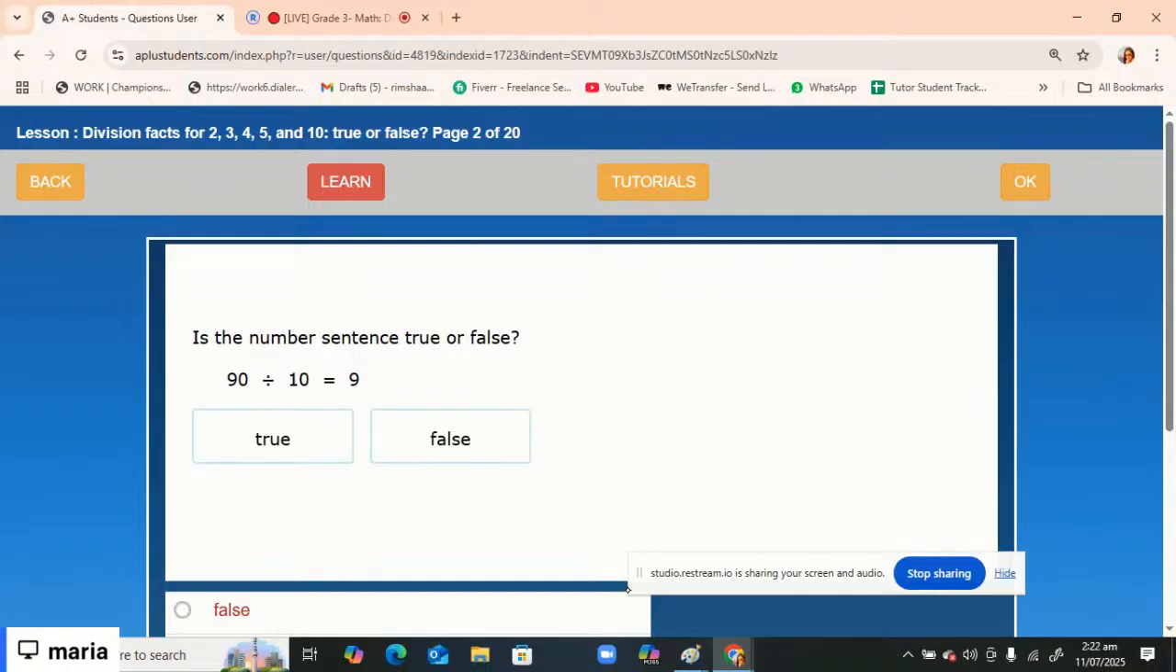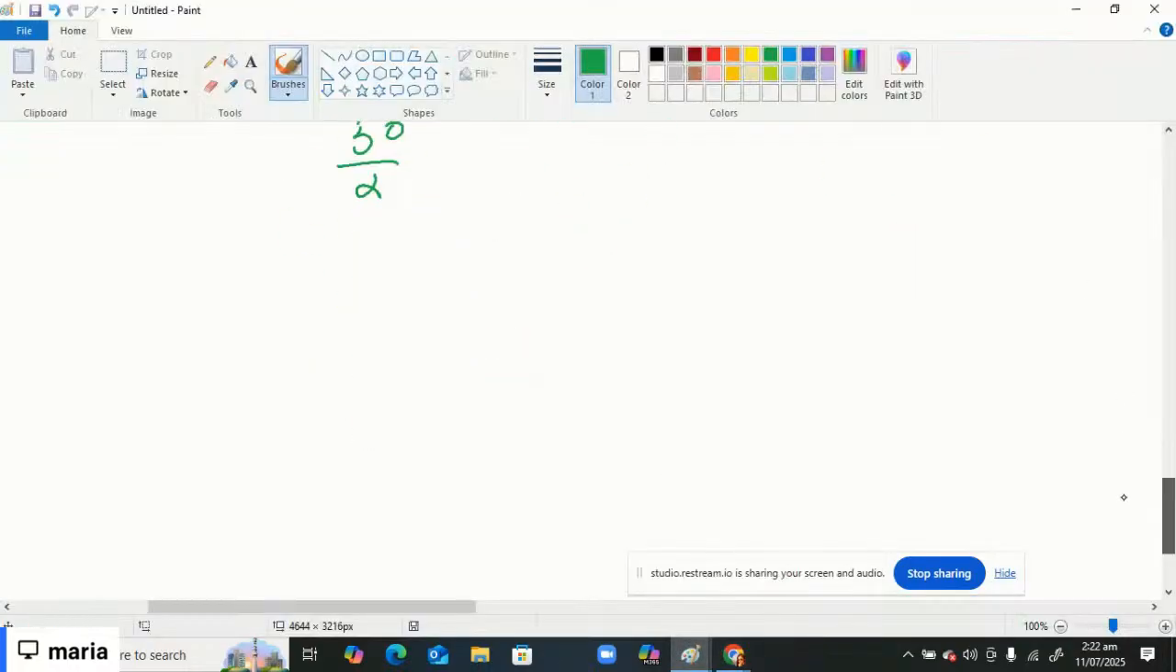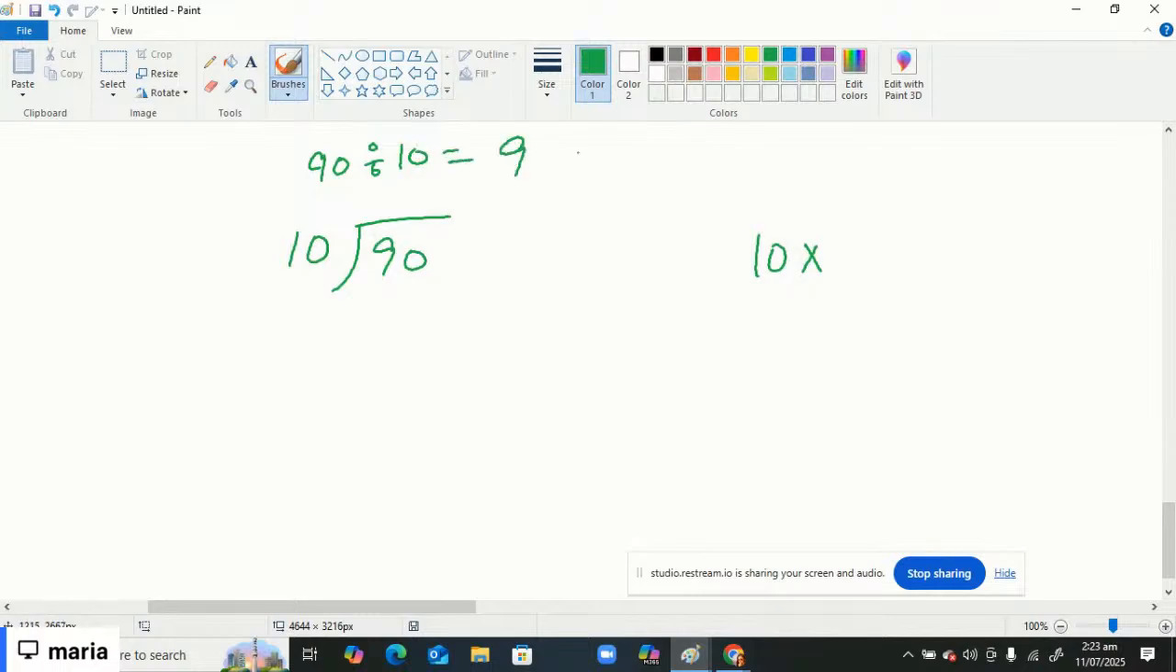And now, is the number sentence true or false? You check it out. 90 divided by 10, that is 9. It's given. Answers are given. But you still check it out, okay? 10 times which number is 90? So 90 divided by 10 equals 9. So 10 times 9 is 90.